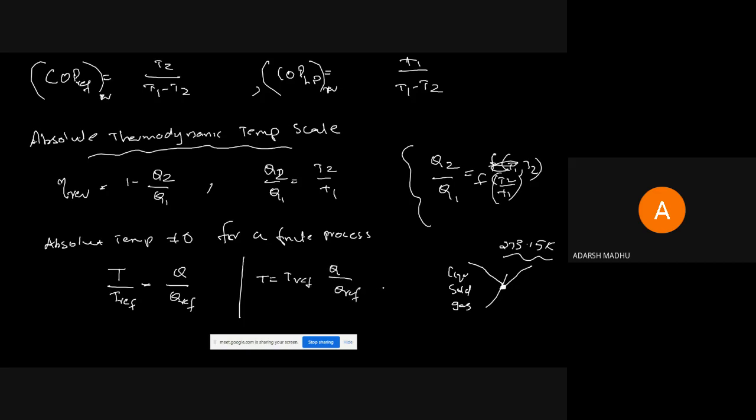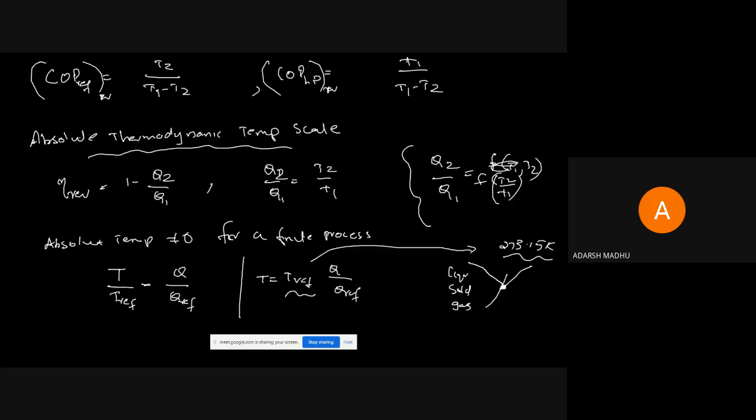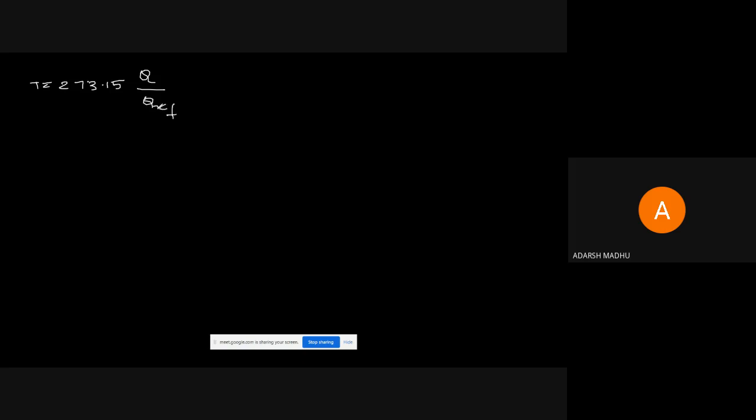So we are taking a particular reference temperature and reference heat transfer rate, and for a particular process, if there is a heat transfer rate, any Q value, you can find the absolute temperature value from this equation, that is T equal to T reference into Q by Q reference. That T reference is taken as the triple point of water. So we can also write the equation as T equal to 273.15 Kelvin into Q by Q reference. This is the equation for the absolute thermodynamic temperature T.